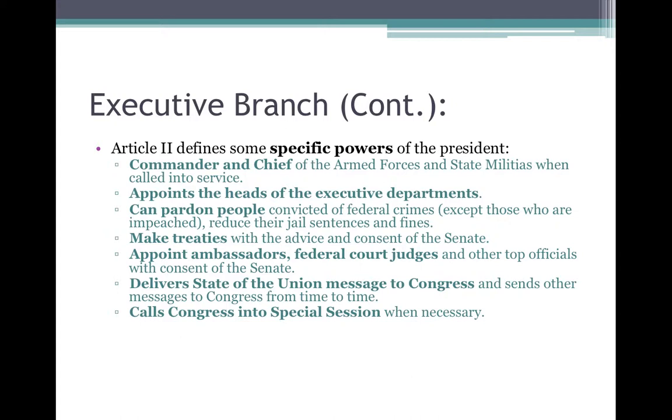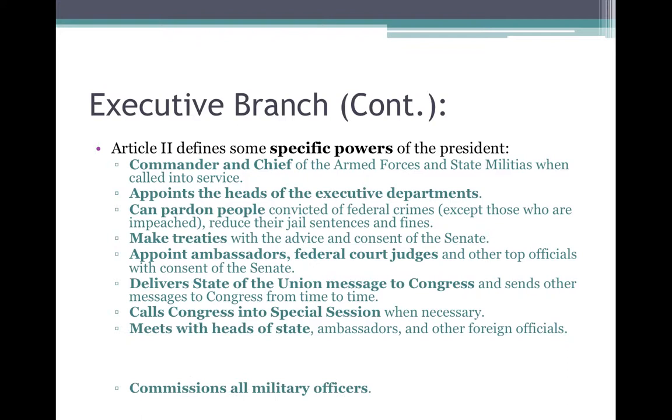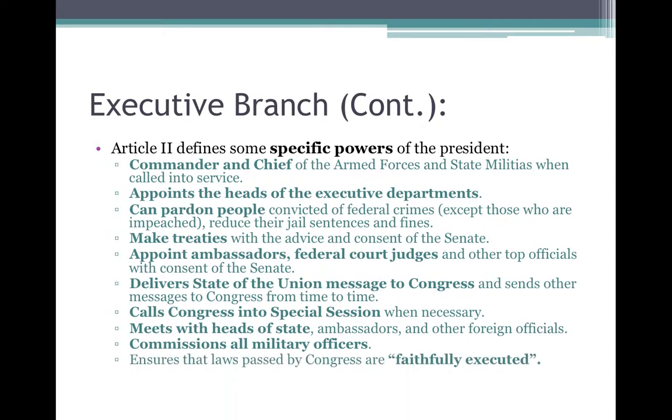The President can call Congress into special session when necessary, and meets with the heads of states, ambassadors, and other foreign officials, and commissions all military officers. When I received my commission in the Army, it was signed by the President, or at least had a facsimile of the President's signature, and ensures that laws passed by Congress are faithfully executed.